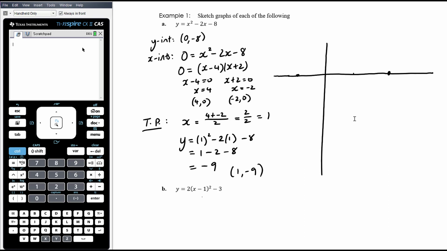Okay, so my turning point has an x value at positive 1. I'm just going to mark it down here, so that's going to be 1, negative 9 down there. And again, I want consistency in my scale, so I don't want my y-intercept of negative 8 to be up here if this is negative 9 down here.